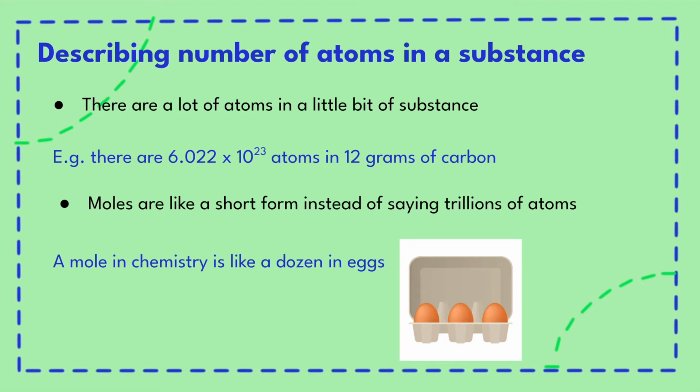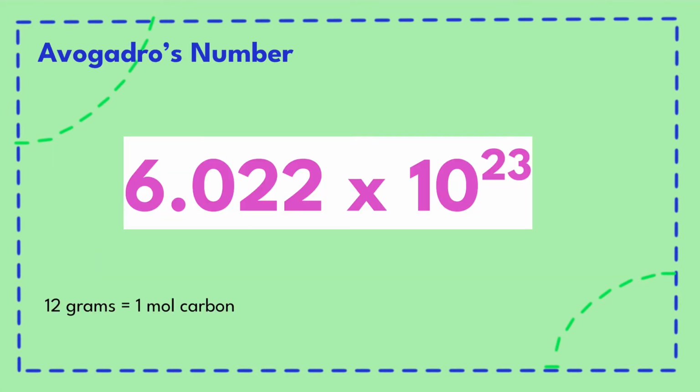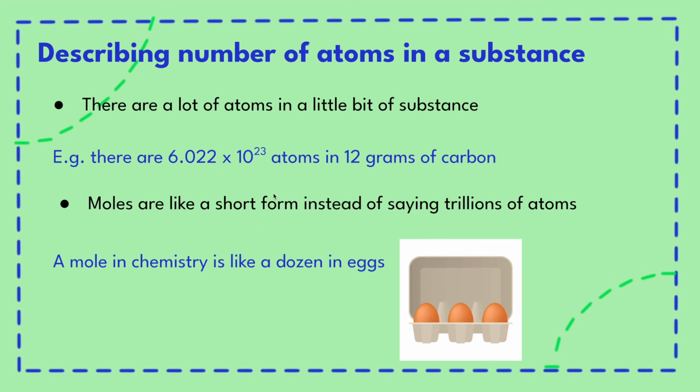So, a dozen represents 12. How many atoms does 1 mole represent? 1 mole is 6.022 times 10 to the power of 23 atoms. Does that number sound familiar? It should, because I just mentioned it to you.